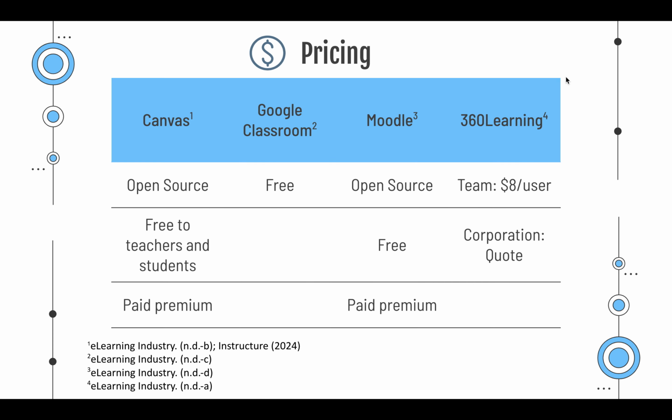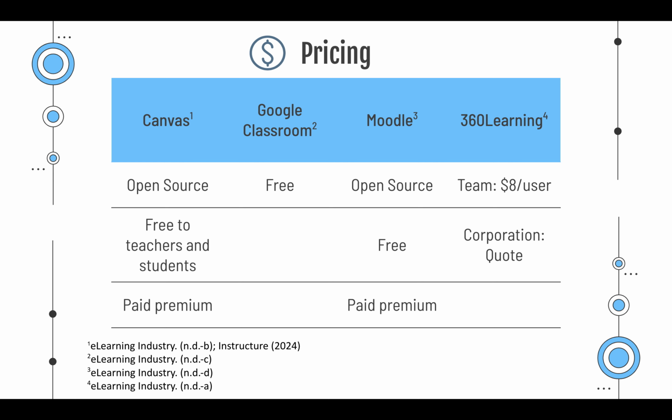The second factor I took into account here was pricing. So I included a couple of different pricing models for each. Canvas is an open source software. It is free to teachers and to students, but you can get a paid premium option that opens up more resources within. Google Classroom is free across the board. There are more integrations you can get with a paid Google Suite account, but otherwise it is free, and it is probably one of the most accessible out there.